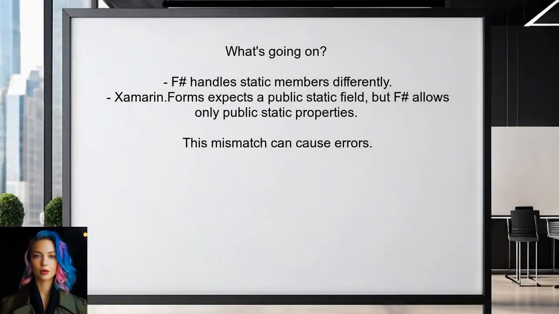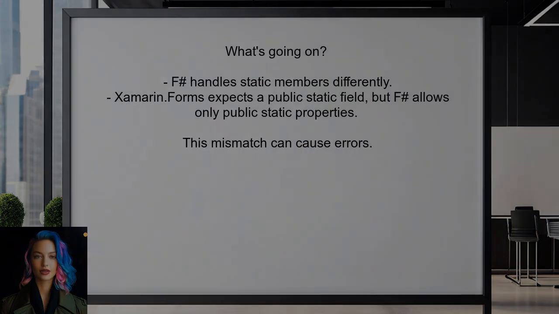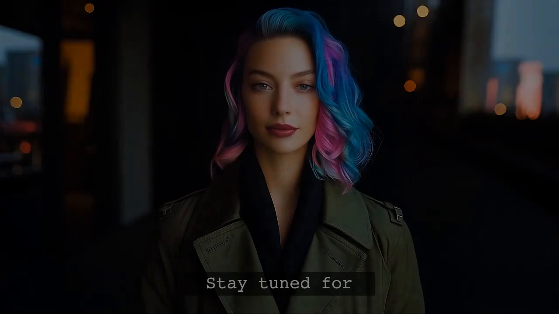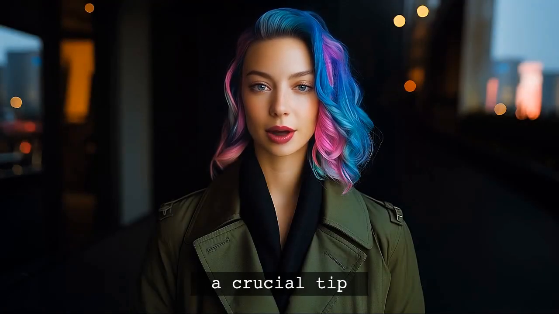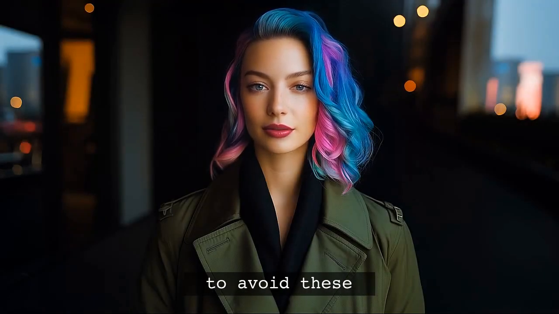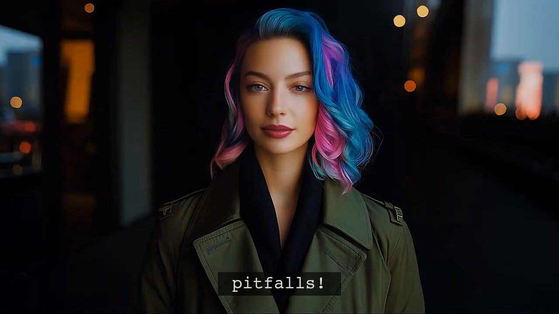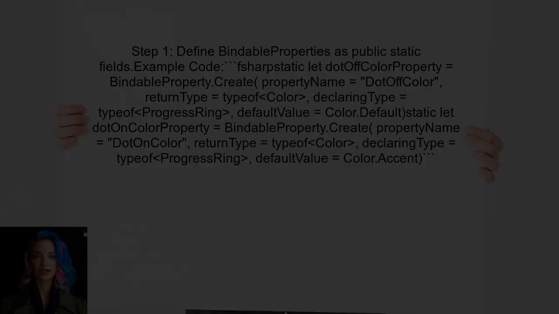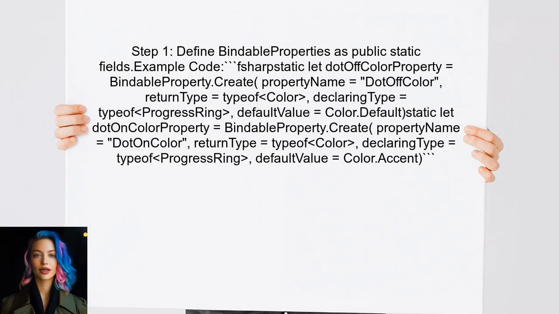So what's going on here? The issue often stems from how F# handles static members. Xamarin.Forms expects a public static field, but F# only allows public static properties. This mismatch can lead to the errors you're seeing. And stick around. At the end of this video, I'll share a crucial tip that can help you avoid these pitfalls in the future.